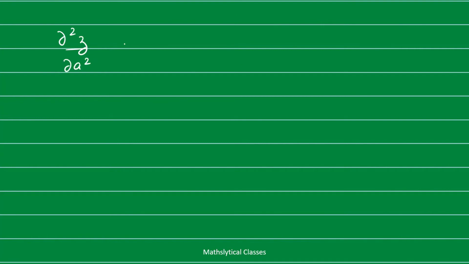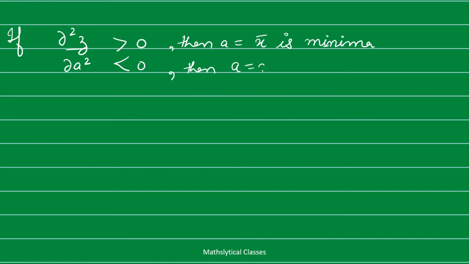If it is greater than 0, then a is equal to x bar is a point of minima, and if it's less than 0, then a is equal to x bar is a point of maxima. So we have to find out the double derivative now. So what is dz upon dA? Let's write down dz upon dA.